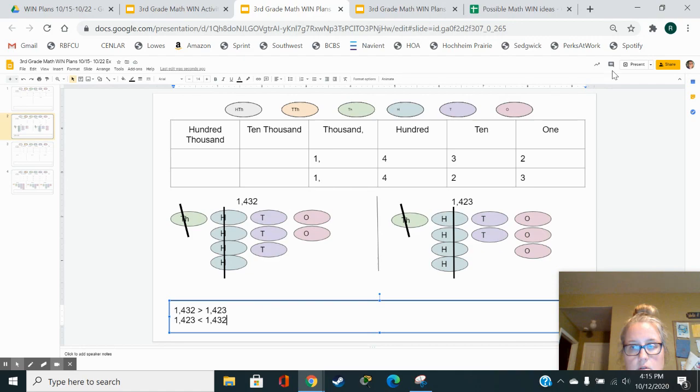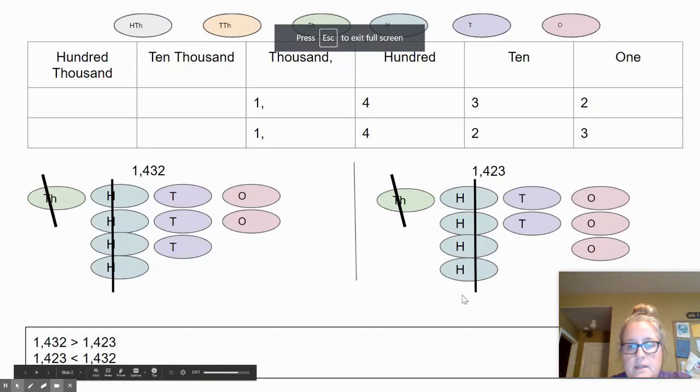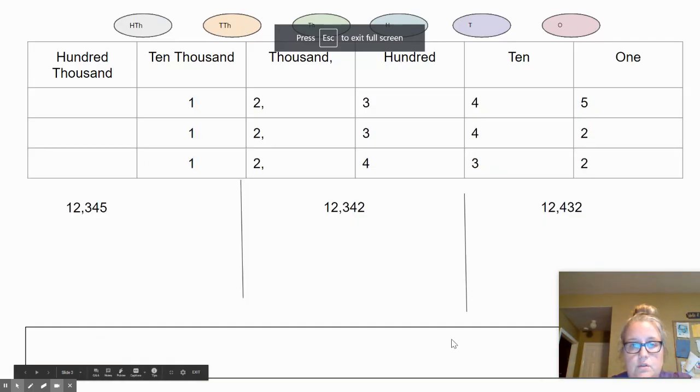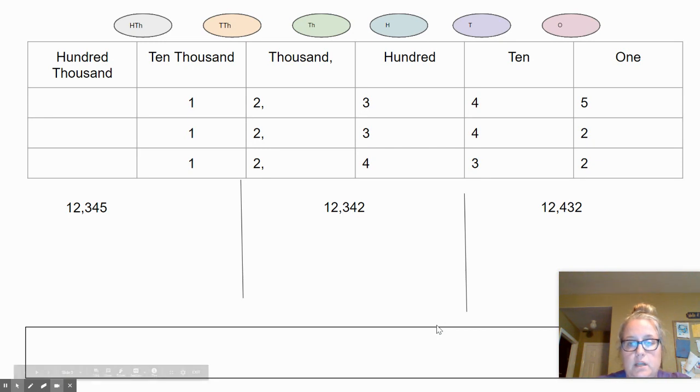You are also going to have to do a couple of examples where you are going to have to order. So remember, when you order, that means you have more than 2 numbers and you are trying to decide if you're going to put them in order from least to greatest, smallest to biggest, or greatest to least, biggest to smallest. Again, you're going to have your numbers in your place value chart, and you are going to model the numbers with the place value discs.